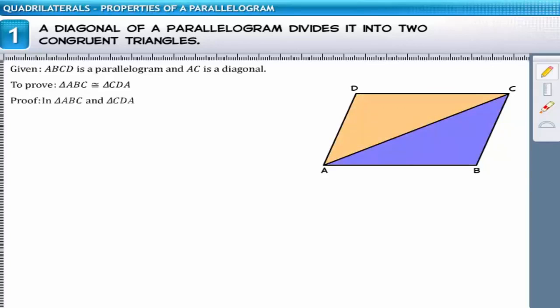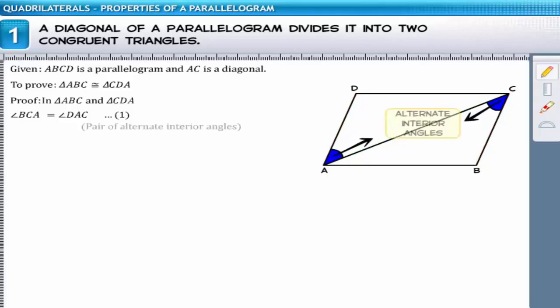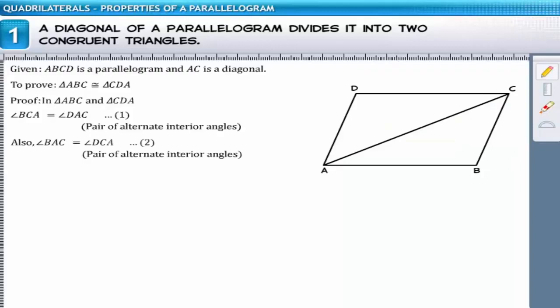In triangle ABC and triangle CDA, angle BCA is equal to angle DAC, since AD is parallel to BC and AC is a transversal, they form a pair of alternate interior angles. Also, angle BAC is equal to angle DCA, since they form a pair of alternate interior angles, AB being parallel to DC and AC being a transversal. Side AC is common to both the triangles.